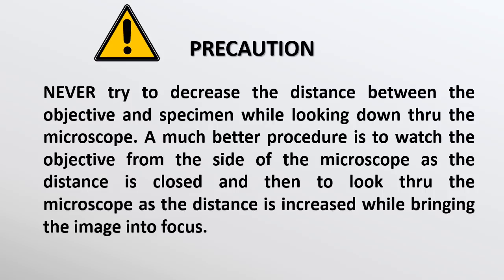One of the most important safety precautions of using a bright field microscope is to never try to decrease the distance between the objective lens and the specimen while looking down through the microscope. I think the reason we say that is that when you're looking through the ocular, there's a chance that you may hit the objective lens with your sample. The objective lens is very fragile, so you may break it.